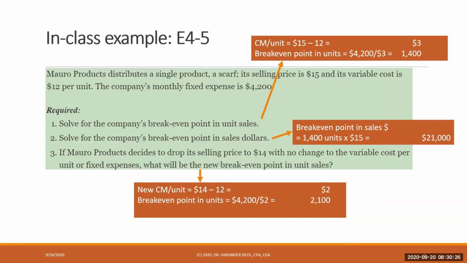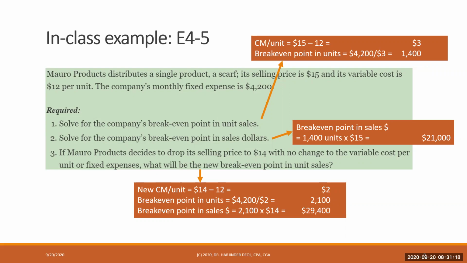So our break-even point in units will work out to 2,100 units. We still have to recover $4,200 in fixed costs, but now each unit sold can only bring in $2 in contribution margin. We'll have to sell more units to break even. And in terms of sales dollars, our break-even point actually goes up quite a bit from $21,000 before to $29,400 now. So that is an important takeaway, that if the contribution margin per unit decreases, it will have an impact on break-even point. The break-even point in unit sales will go up.